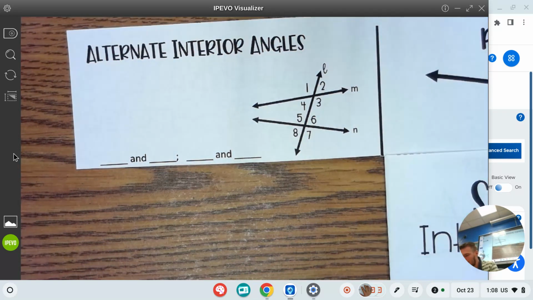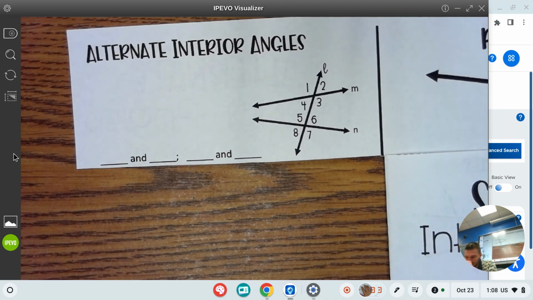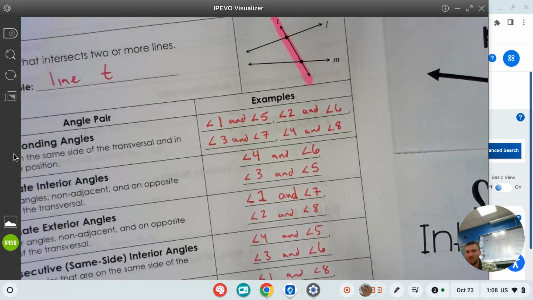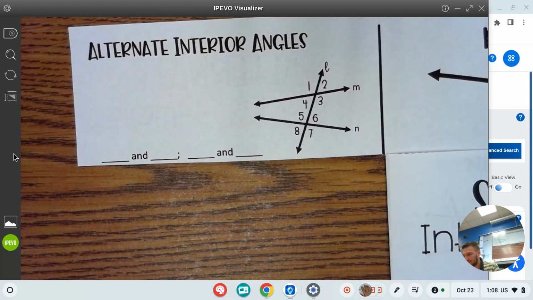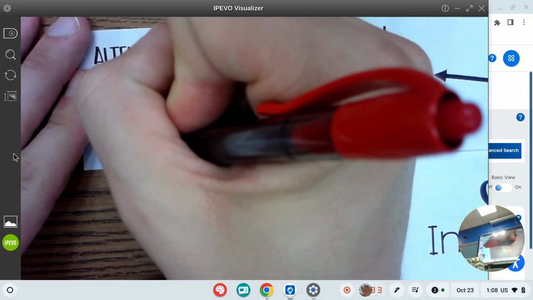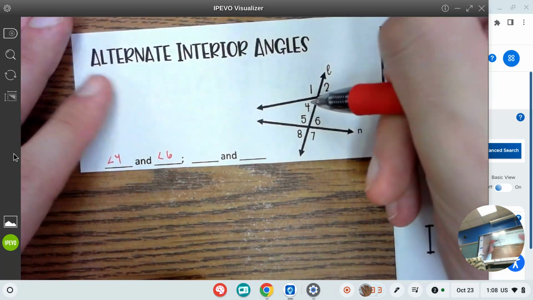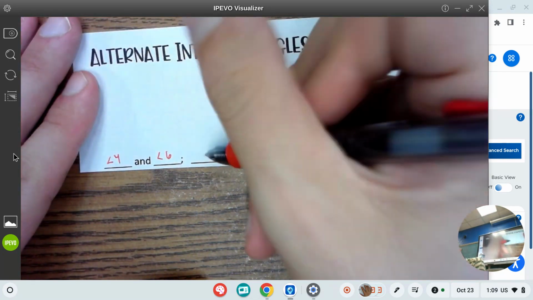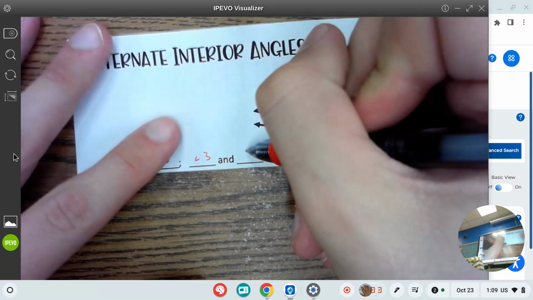So, we have pretty much the same exact picture. It's a tiny, tiny bit different, but all of the numbers are the same. We've still got 1, 2, 3, 4, 5, 6, 7, 8, and so the exact same numbers that we did on our notes, we can just copy right over. Alternate interior, that's going to be angle 4 and angle 6. These are alternate interiors, and then we have angle 3 and angle 5.